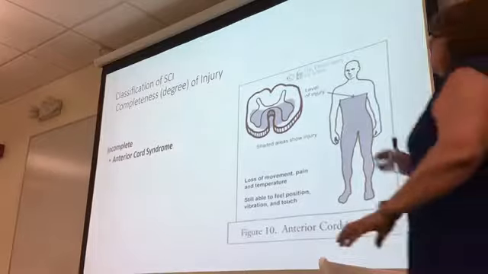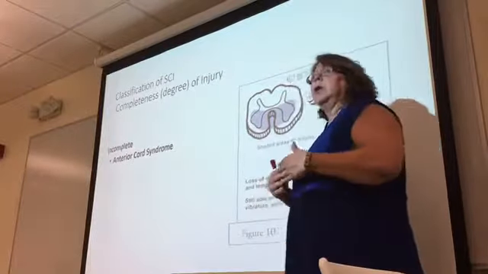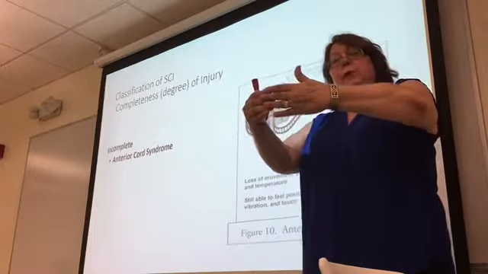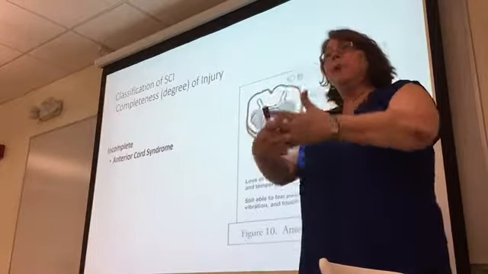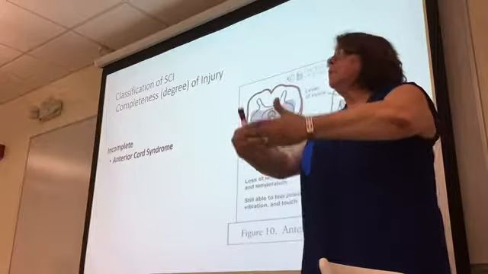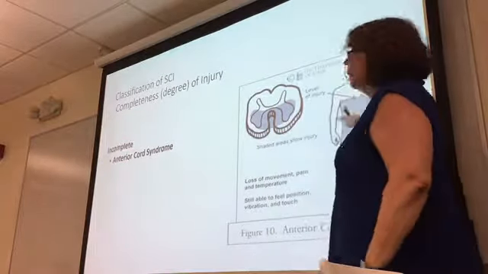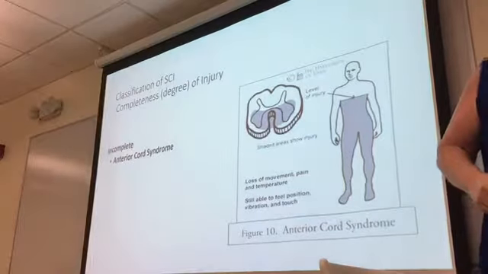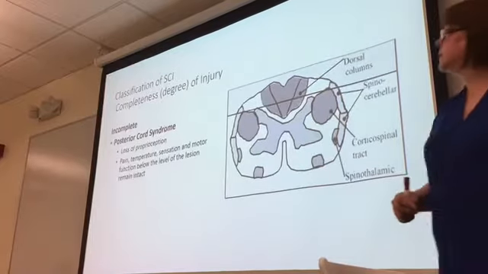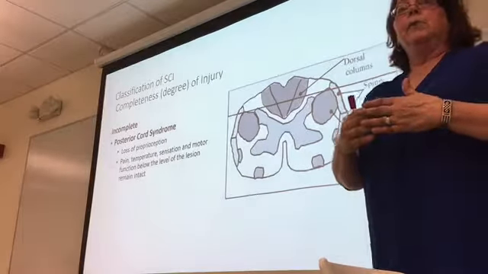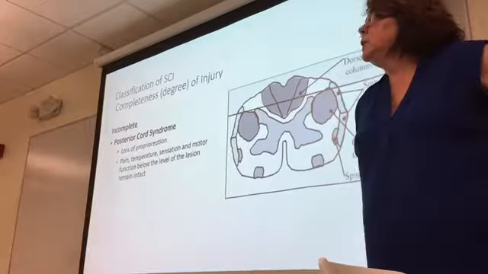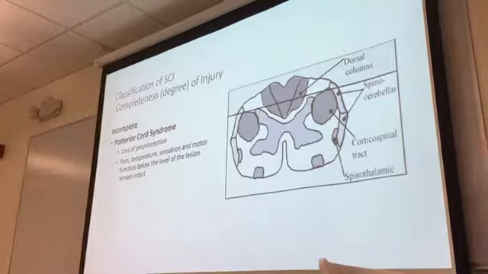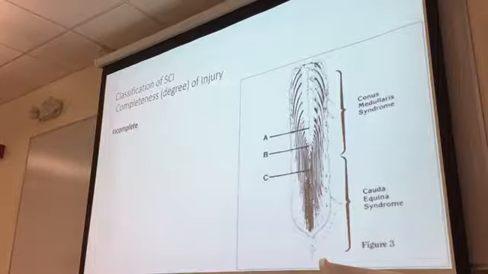The other one is that the front of the spinal cord is damaged. Think of the front of your car: the front of your spinal cord has the motor tract, and the motor is gone. So you have sensory, but you can't move below the level of injury. I can feel but can't move. Posterior is the opposite. You can move but can't feel because most of the sensory is in the back. So again, you can see spinal cord injury isn't quite as straightforward as one would think.